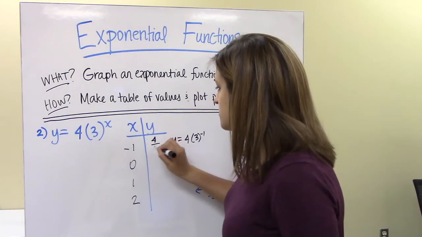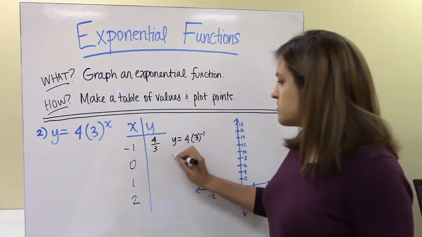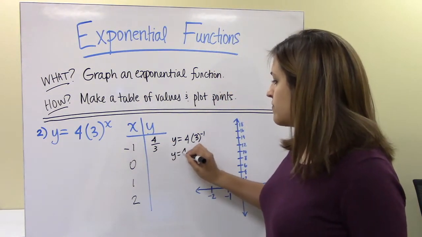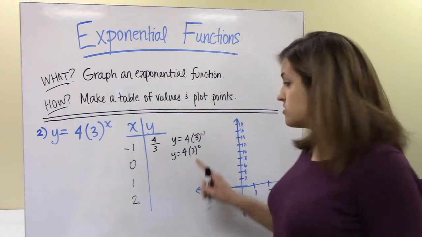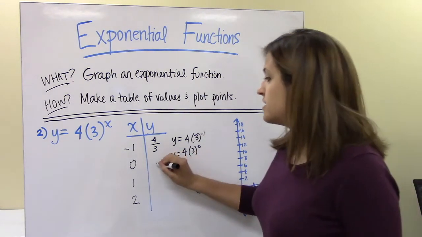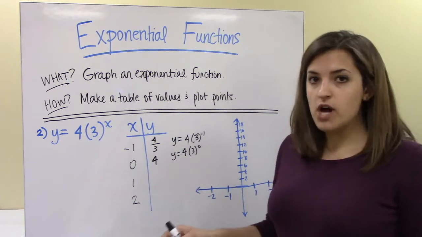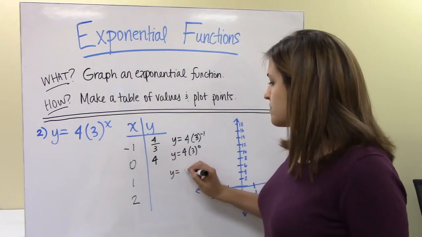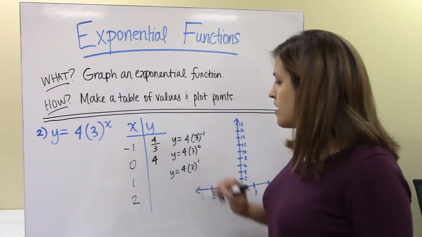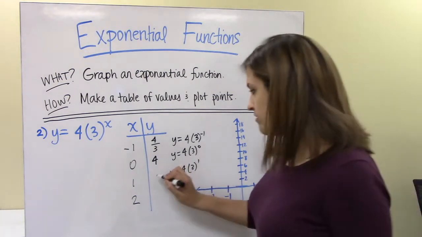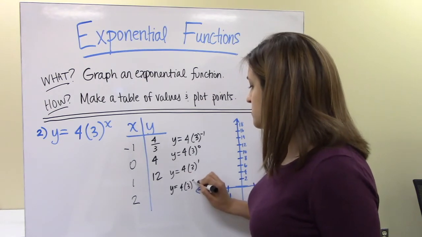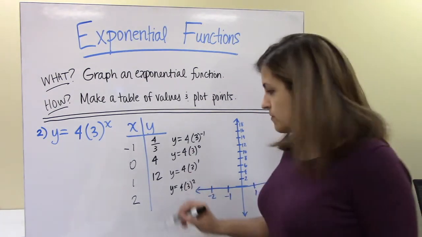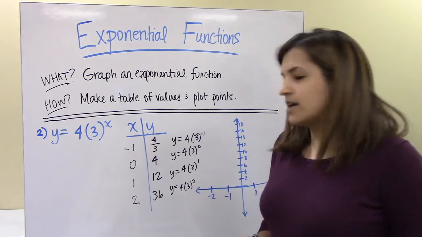So 4/3. And if I plug in 0, I'm going to get 4 times 3 to the 0, and anything to the 0 power is 1. So 4 times 1 is 4. If I plug in 1, I'm going to get y equals 4 times 3 to the 1, and 4 times 3 is 12. And if I plug in 2, I'm going to get 4 times 3 squared, so 4 times 9, which is 36. All right, let's graph these.